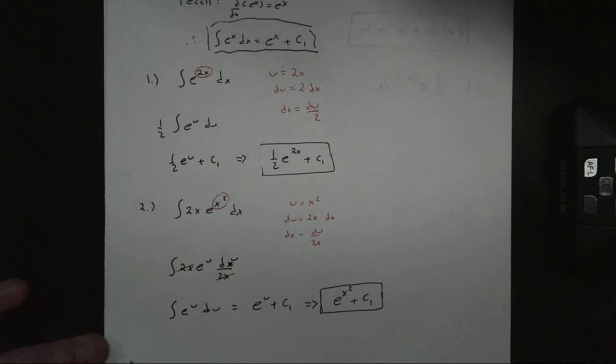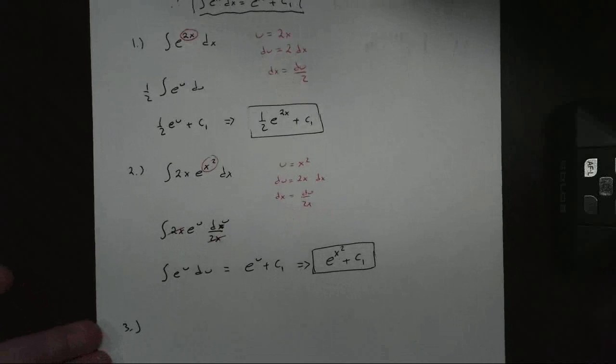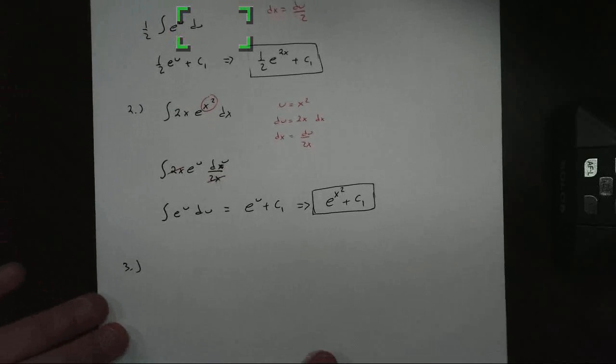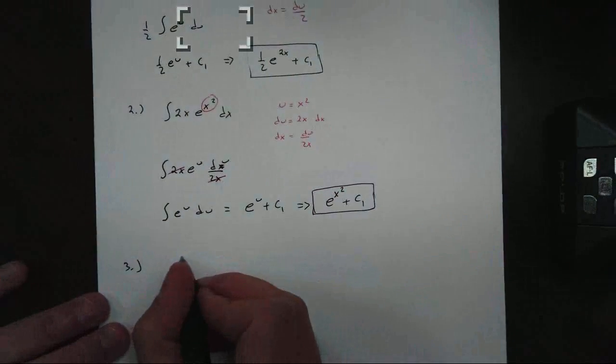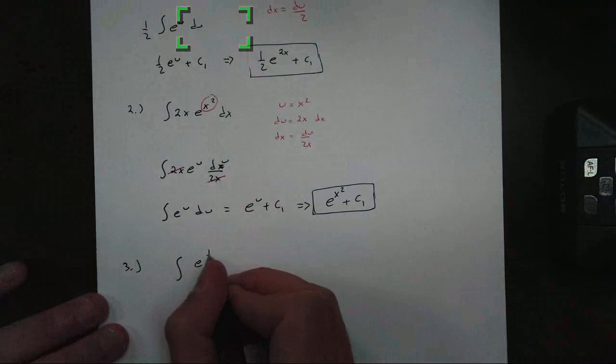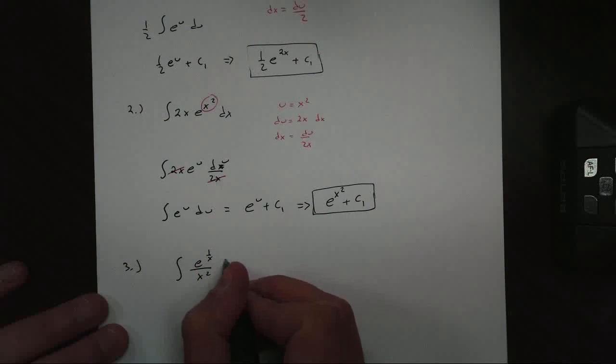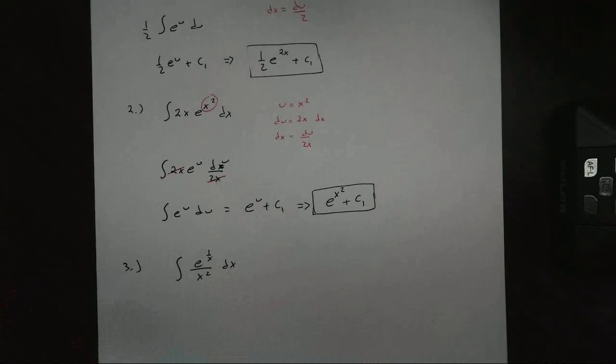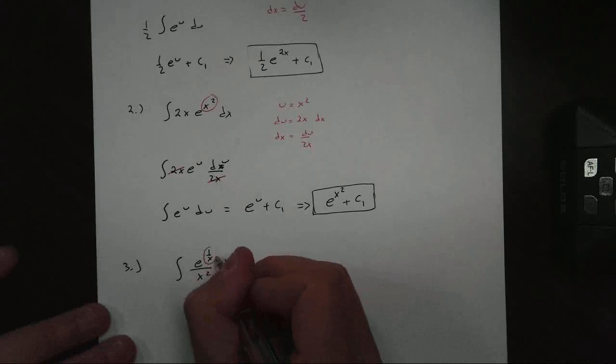All right. So we can even make these a little bit harder. Let's try number 3 here real quickly. Now, number 3, let's try this. e to the 1 over x squared dx. Same idea. There's our u.